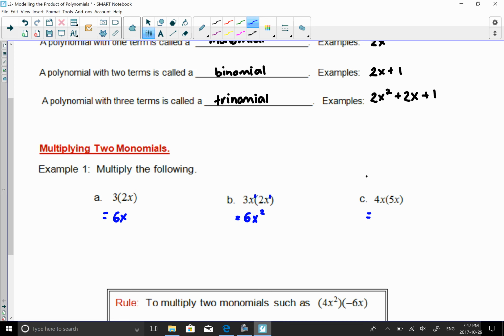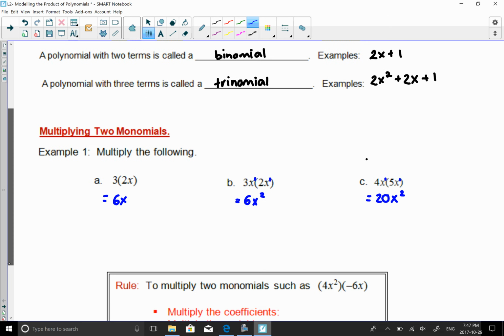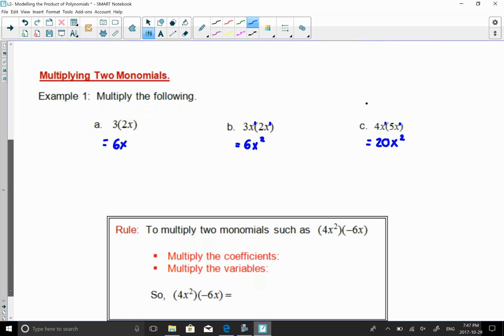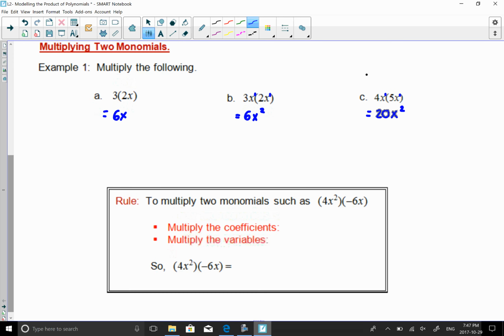Here, 4 times 5, that's 20. Number times the number. And then add the exponents. I have a 1 and a 1. That becomes x squared. Adding the exponents as per the exponent law. When you have the same base, you add the exponents.